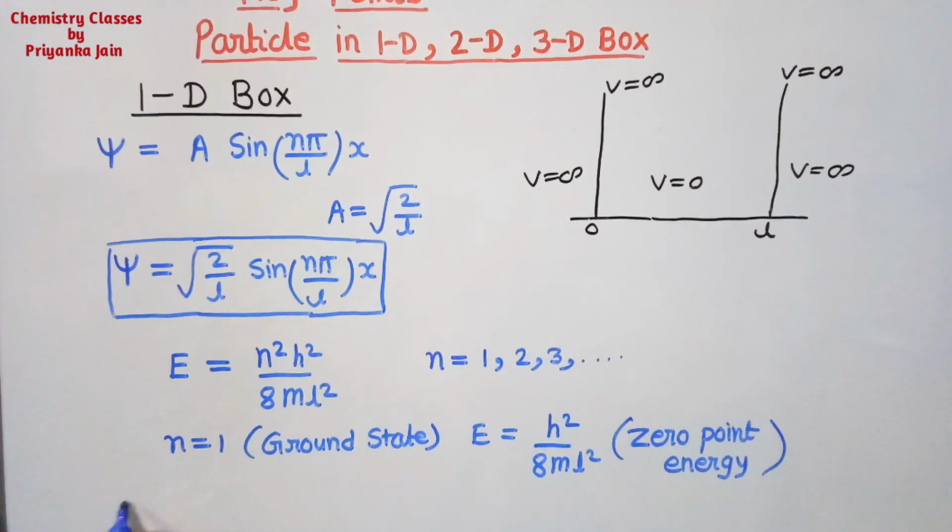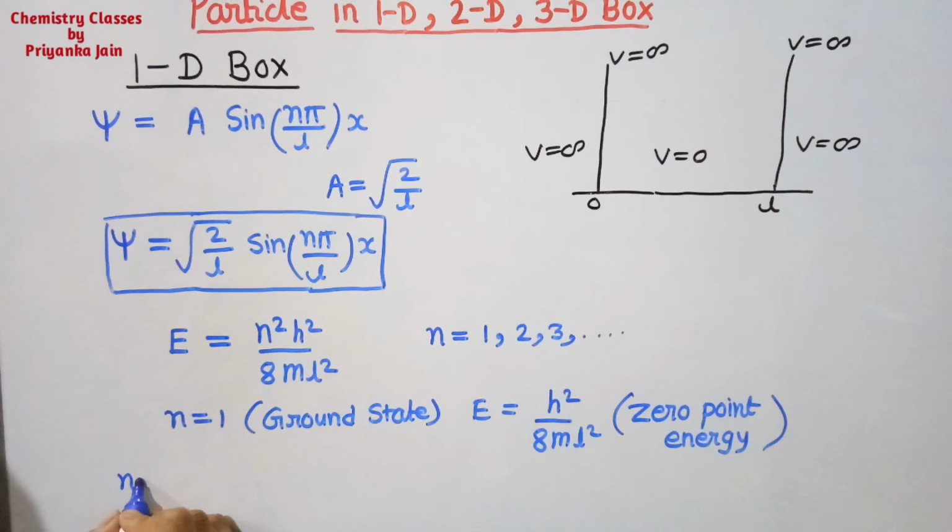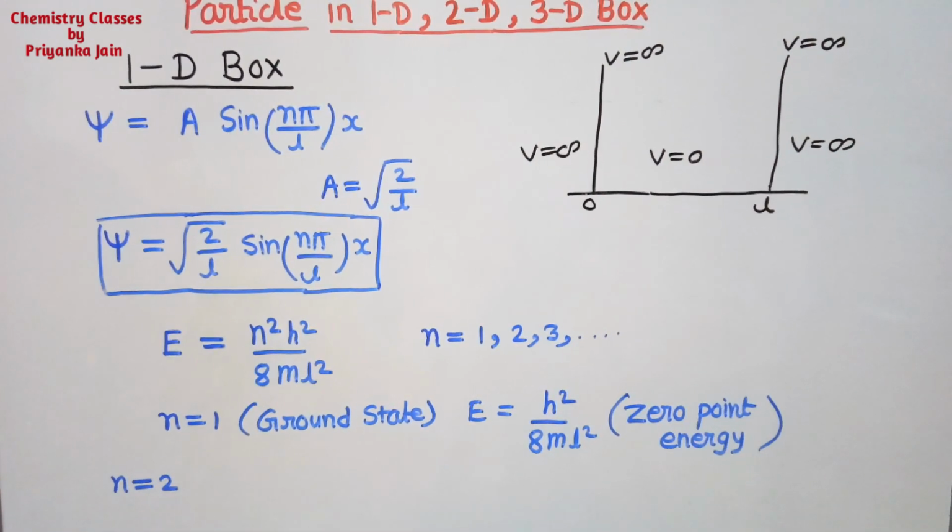Similarly, if we have to find out the energy for the first excited state, for the first excited state the value of n will be equal to 2, right? This is for the first excited state.